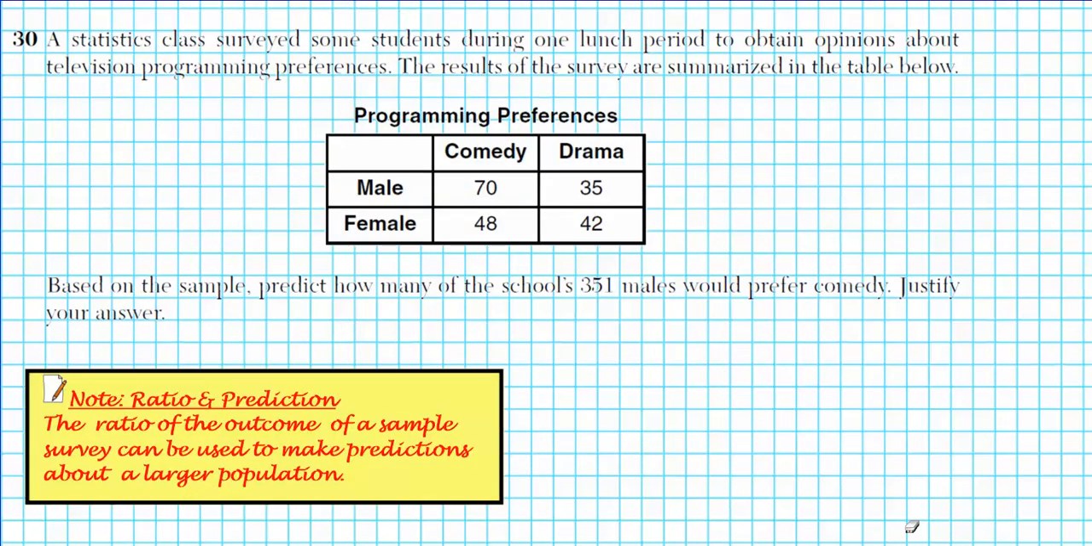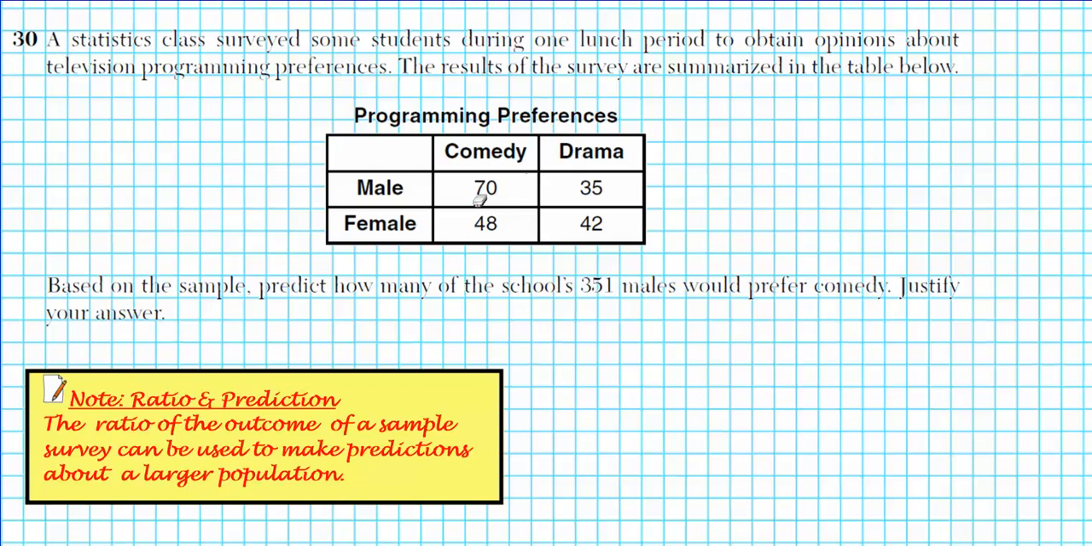All right, let's take a look at question number 30. It says, a statistics class surveyed some students during one lunch period to obtain opinions about television programming preferences. The results of the survey are summarized in the table below.